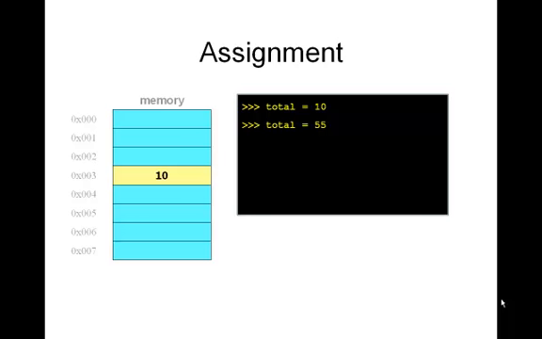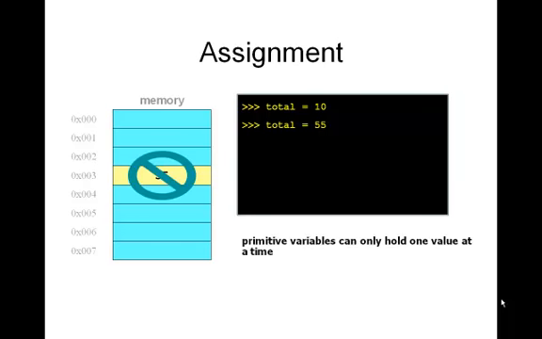Now total has a value 10 until we reassign it to a different value. So for example here, using the assignment operator, I am giving total the value 55 now. The result is stored inside the variable. So instead of being 10, it's now 55. Don't think of total as holding more than one value. Primitive variables, like integers in this case, can only hold one value at a time. Later we'll look at some variables that can hold collections of values.